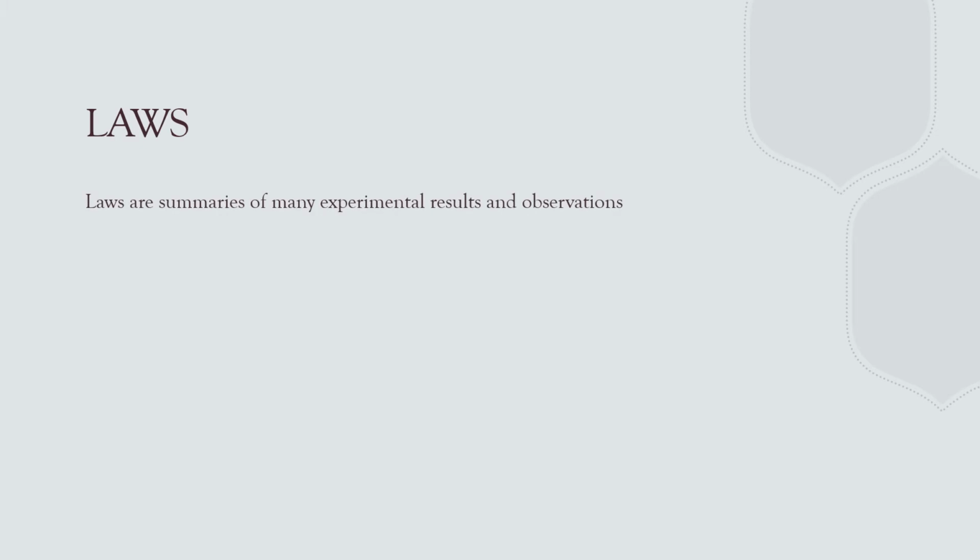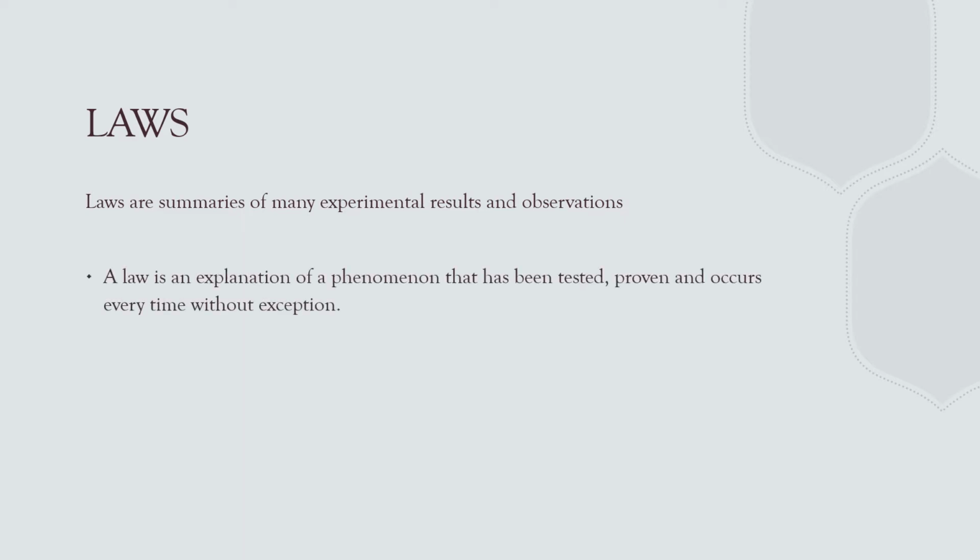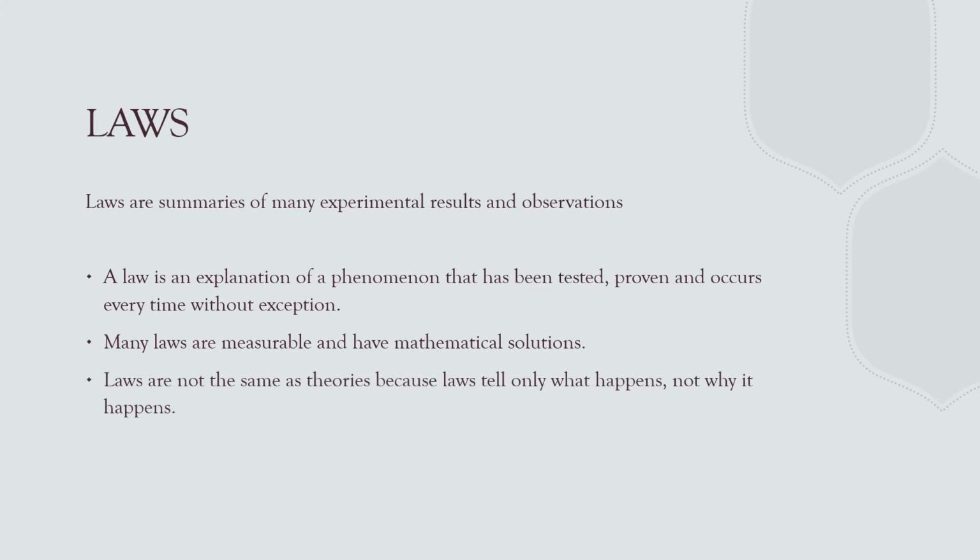Laws, on the other hand, they basically summarize using mathematics. You can get a formula. It occurs without exception. Let's say Newton's laws of motion, the law of inertia, laws of gravity. These you can measure and come up with hard numbers and use it to calculate. They occur every time without exception. They're not the same as theories. They tell what happens, but they don't tell the why. The theories are the why.